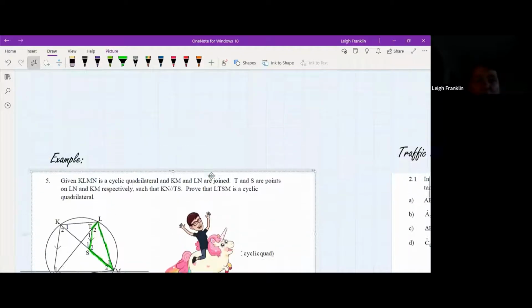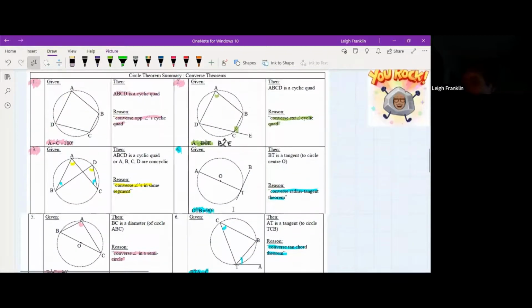If I just go back up here and have a look: if we want to prove that a quad is cyclic using converse angles in the same segment, let's join those together. There's got to be a bow tie inside. If there's no bow tie inside, then chances are we're not going to be able to use converse angles in the same segment.